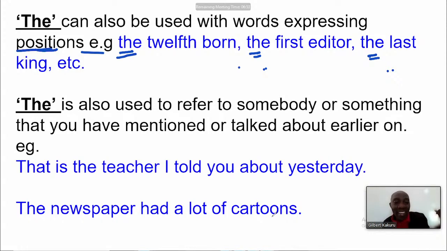"That is the man who stole our cow." It means you saw that person previously. That's why whenever we talk about something we have already seen, we use "that". "That newspaper had a lot of cartoons." It means you have already seen that newspaper. Therefore, we use "that". We also have it here.